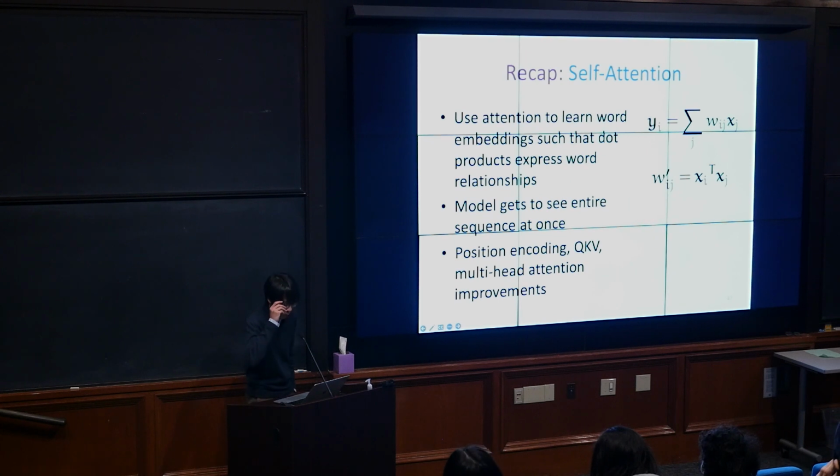Okay, so as a quick recap, we can use attention to learn word embeddings such that dot products express word relationships. Yeah, sorry, go ahead.